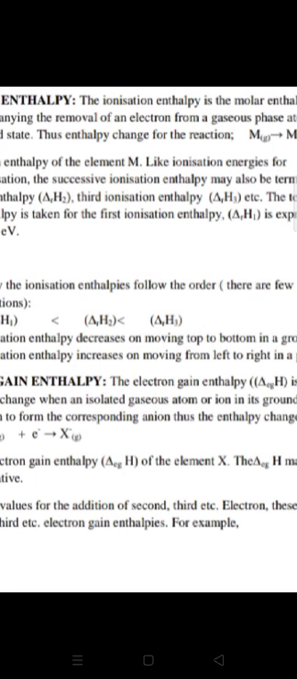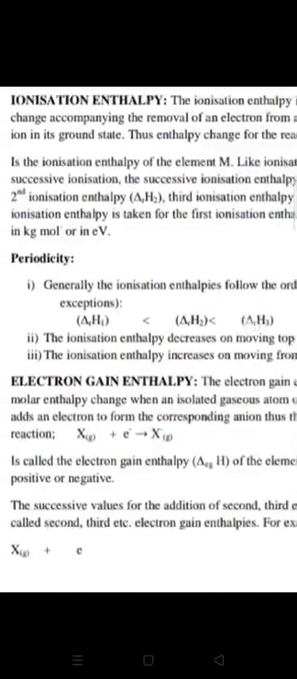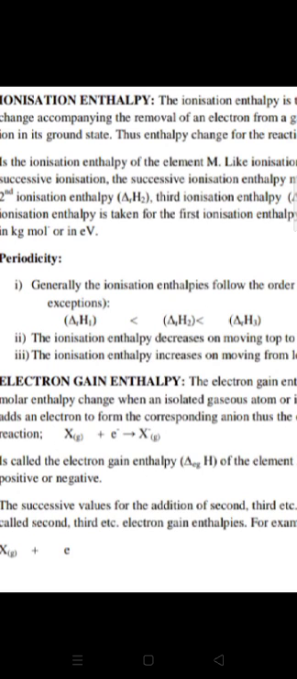heat energy. So we know that ionization enthalpy is taken as positive, whereas electron gain enthalpy is taken as negative. Again, we can say that electron gain enthalpy decreases on moving down the group, top to bottom, and the electron gain enthalpy increases as we move from left to right. Again, it depends on the size. We'll discuss more concepts as we go on.